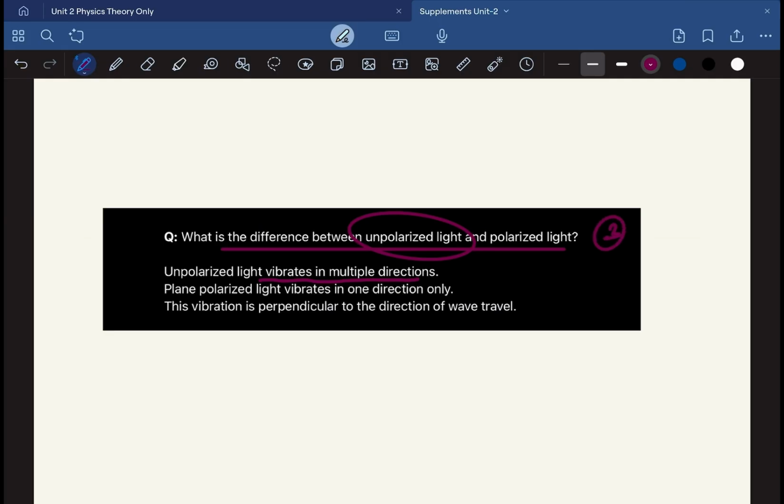It can be answered in two ways: one is direction and the other one is planes. If you write the answer in terms of plane, make sure all 3 points are in terms of plane. And if you're writing in terms of direction, then make sure all 3 points are in direction form. Writing in direction form is easier, that's why I'm writing in direction. So basically, in unpolarized light, the light will vibrate in multiple directions, whereas in plane polarized light the vibration will be in one direction only.